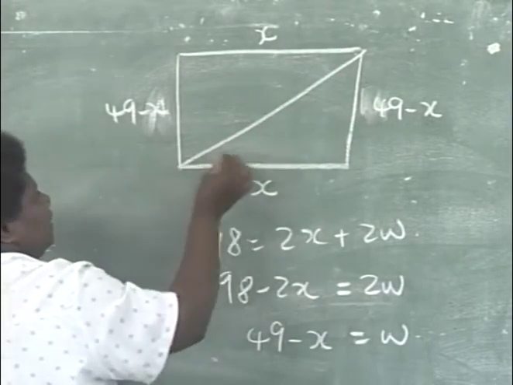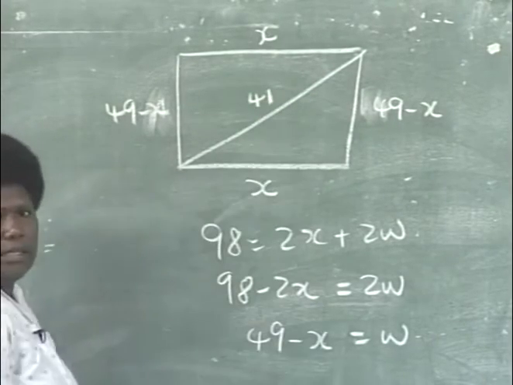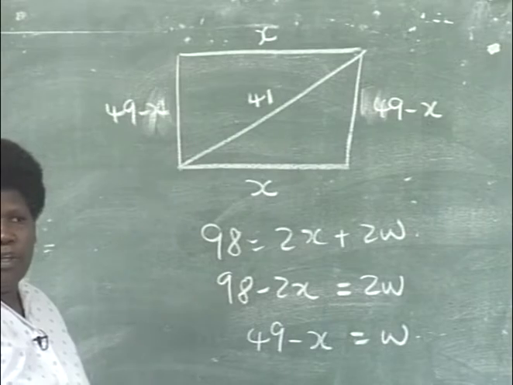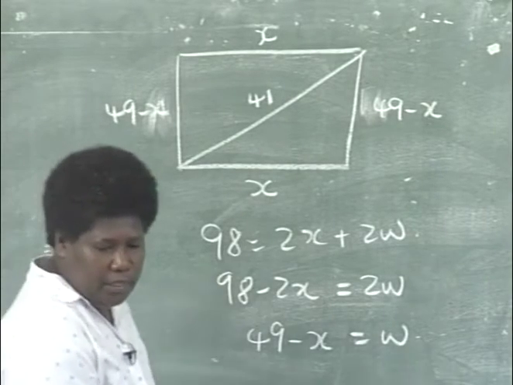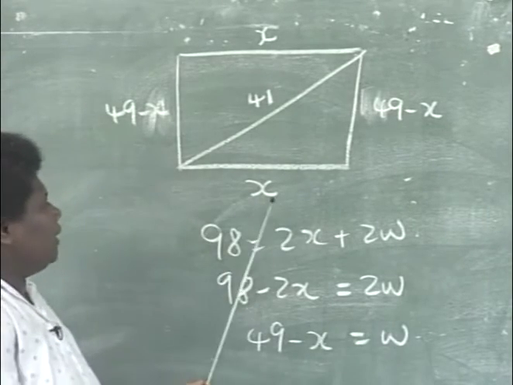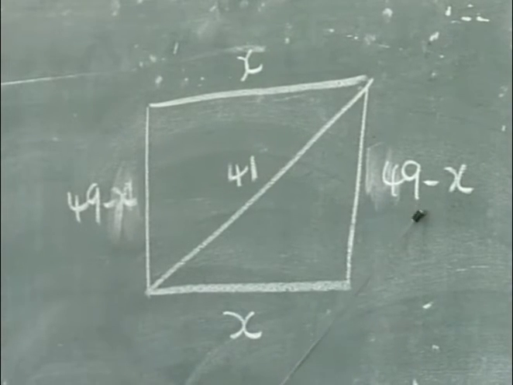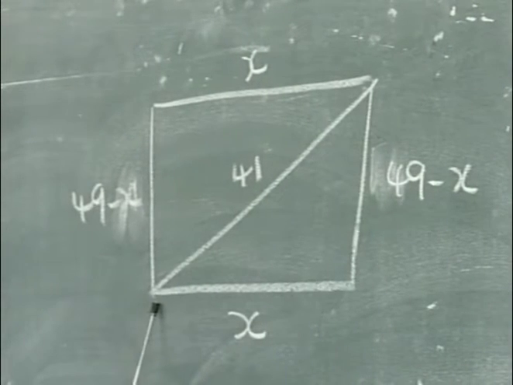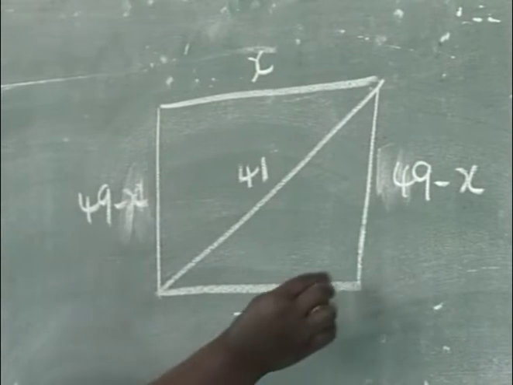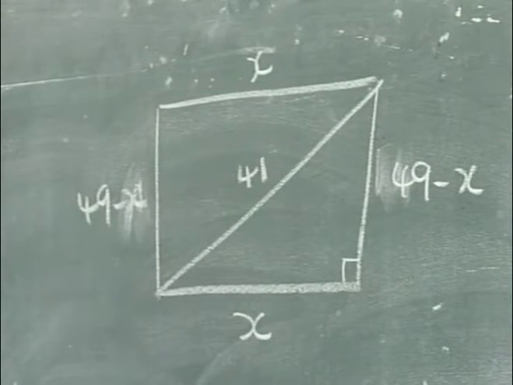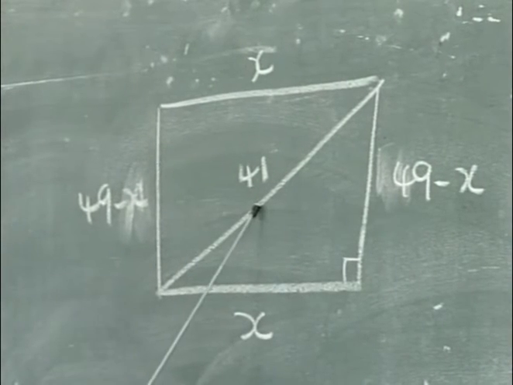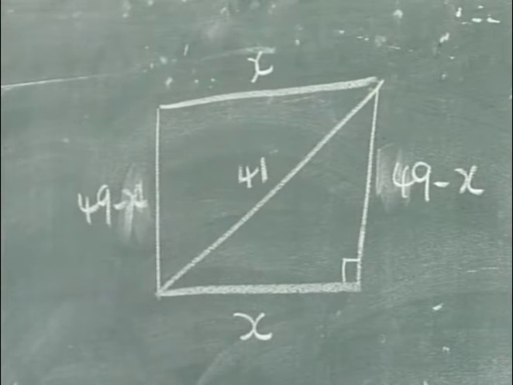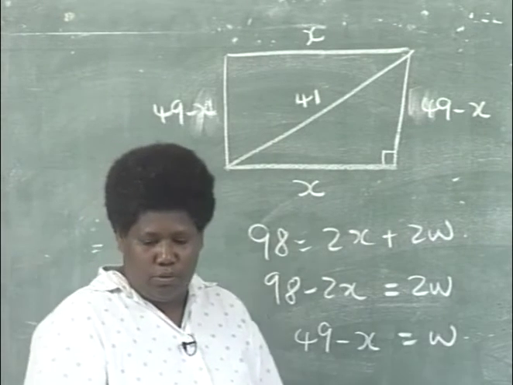You are told that the diagonal is 41 centimeters. You will have to come up with an equation for part 2, knowing that this is x, this is 49 minus x, and this one is 41. The sides of a rectangle meet at right angles, that means that 41 is the hypotenuse of the triangle. I am expecting you to be able to solve that correctly because you will end up with a quadratic equation. We've done quadratic equations, so you should be able to do that.